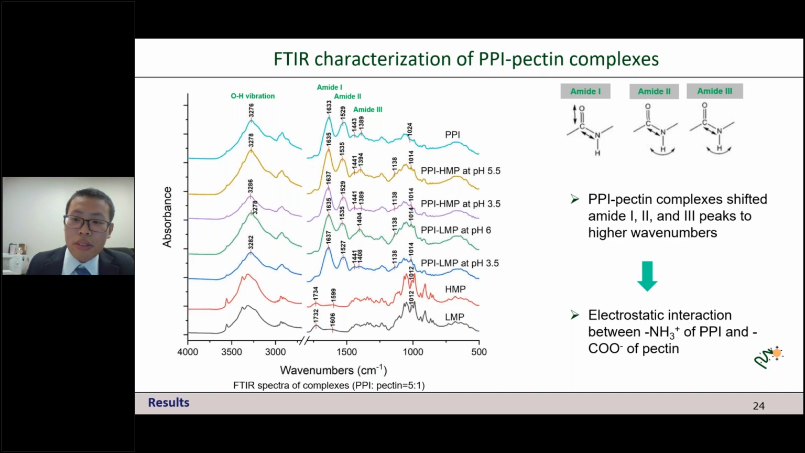For instance, the mixtures exhibited the shift in peaks of amide 1, 2, and 3 towards higher wave numbers as compared to the PPI spectra. These changes indicated that both soluble complexes and complex coacervates were formed through the electrostatic interaction between the amine groups of pea protein and carboxyl groups of pectin.